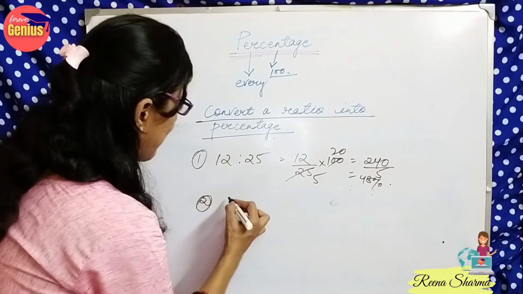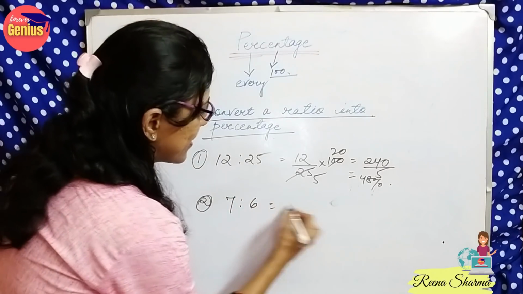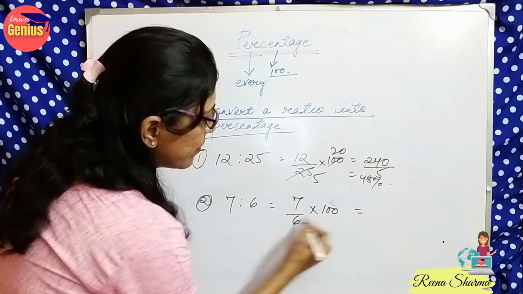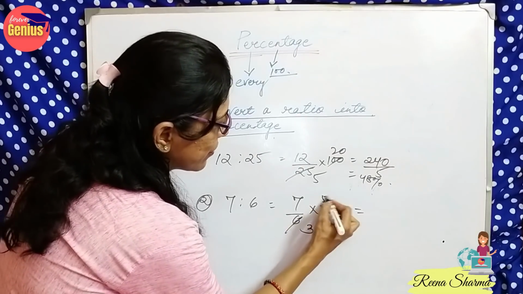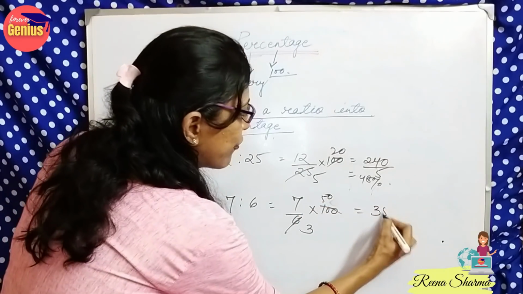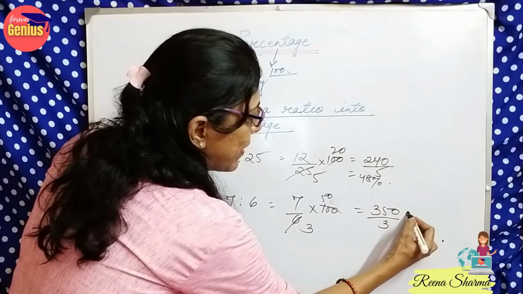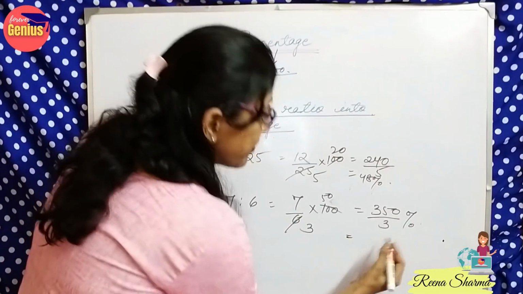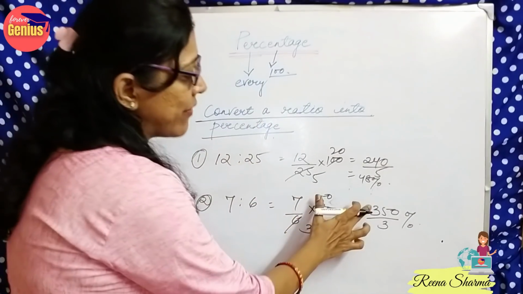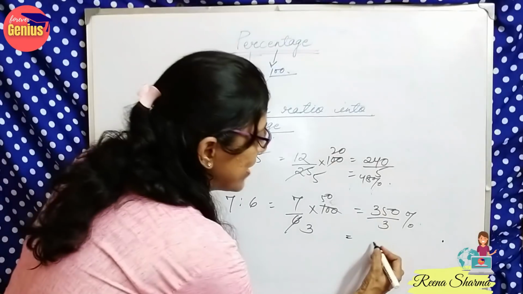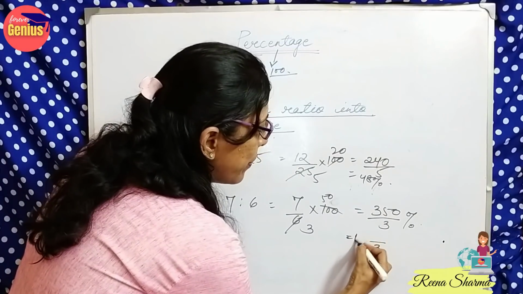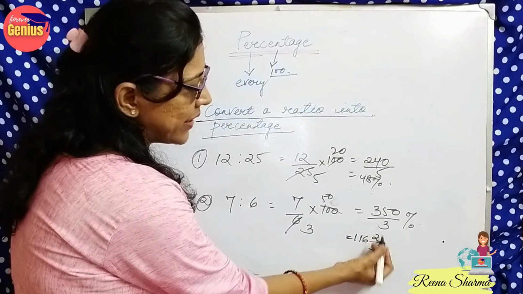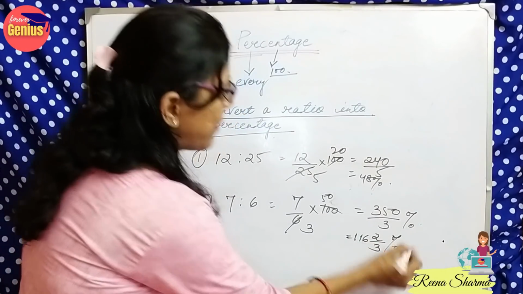Let's see one more example. 7 is to 6. So 7 by 6 into 100. This is equal to 3... here it is 50. So 350 divided by 3%, or we can write it as a mixed fraction, because an improper fraction with a big numerator we never write. We always have to convert it into a mixed fraction. So this is coming as 116 2 by 3%.